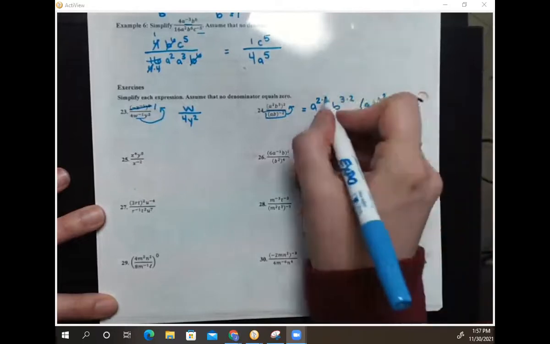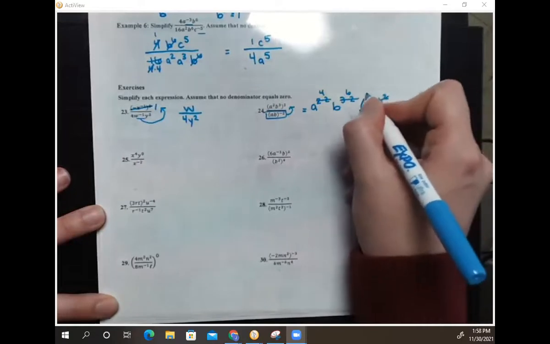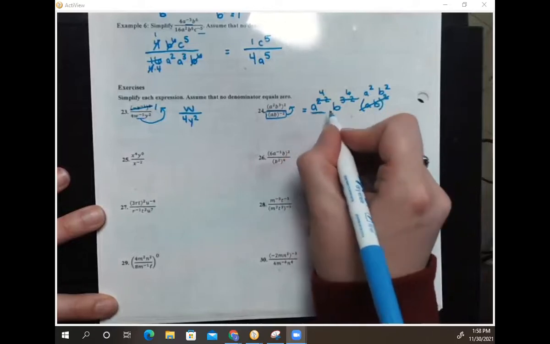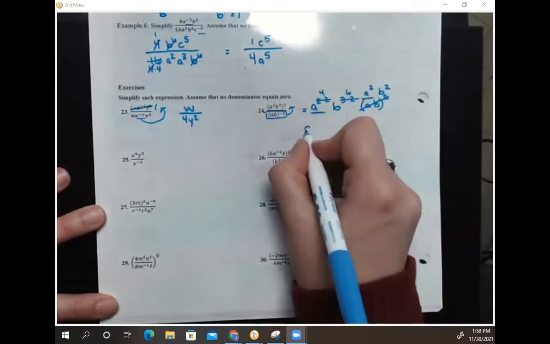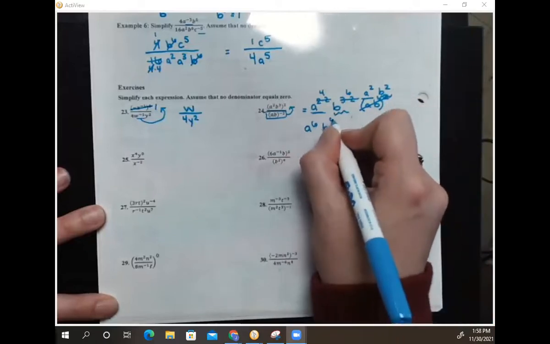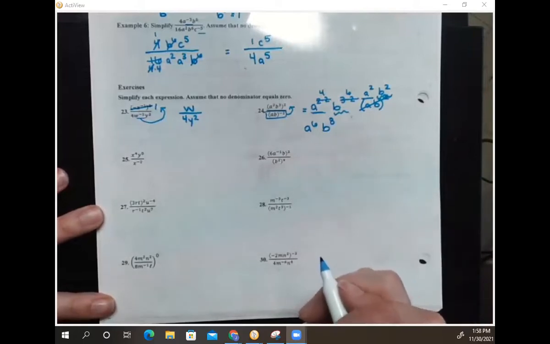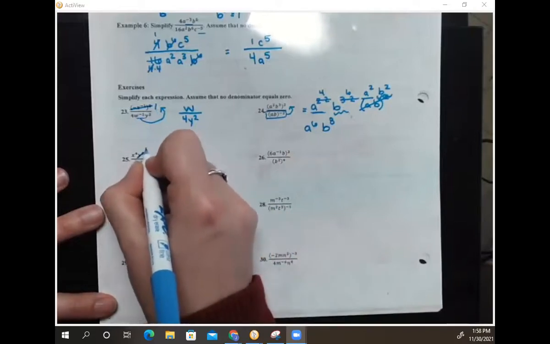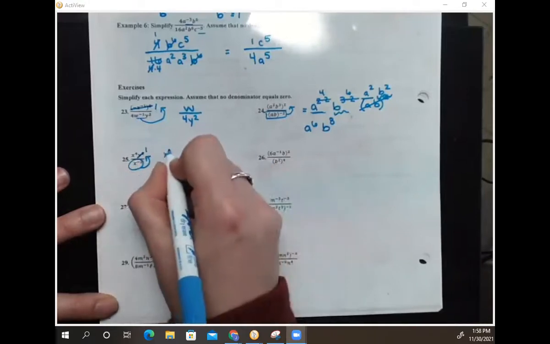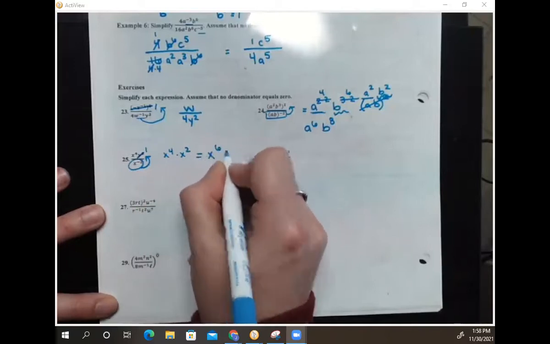And now let me simplify these here. 2 times 2 is 4, 3 times 2 is 6. This part would be a squared b squared. So I have some more like terms I can combine. A to the 4th and a squared, add the exponents, I get a to the 6th. And then b to the 6th times b squared would give me b to the 8th. For 25, y to the 0 is just 1. And then I've got something with a negative exponent here, so I'm going to move that to the other part of the fraction. That would give me x to the 4th times x squared. So I'll add those exponents and I get x to the 6th.